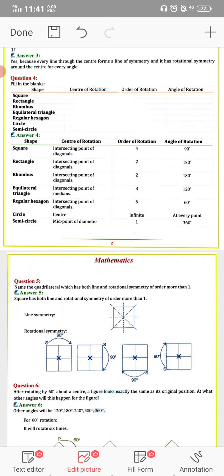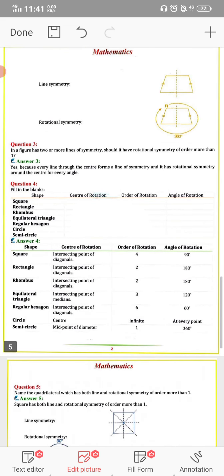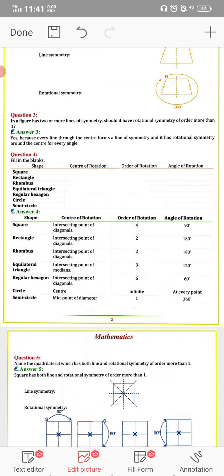Next question is, if a figure has two or more lines of symmetry, should it have rotational symmetry of order more than 1? So yes, because every line through the center that forms a line of symmetry has its rotational symmetry around the center of every angle.